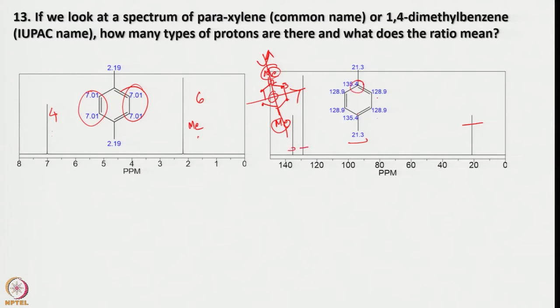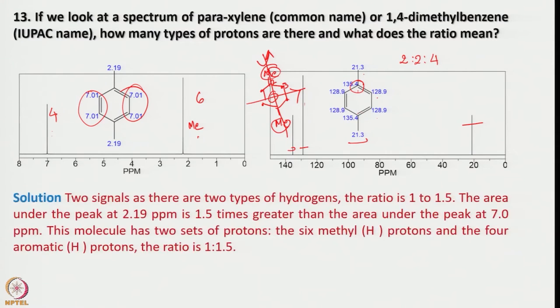And again the ratio will be 1:1. This is 2, of course, you cannot get a ratio here, but nevertheless you can get 2:4. And 4 is there, you can also see the intensity is very high here. The two signals, as there are two types of hydrogens, the ratio is 1:1.5. So if we have to write in words, this is how we have to write, instead of using telegraphic shorthand, it should be clearly spelled out.